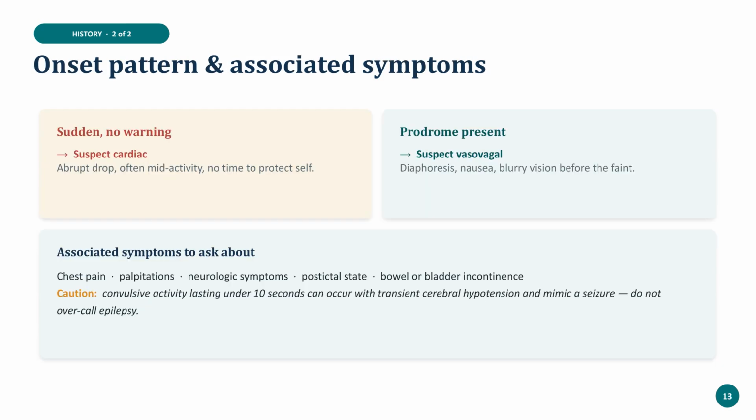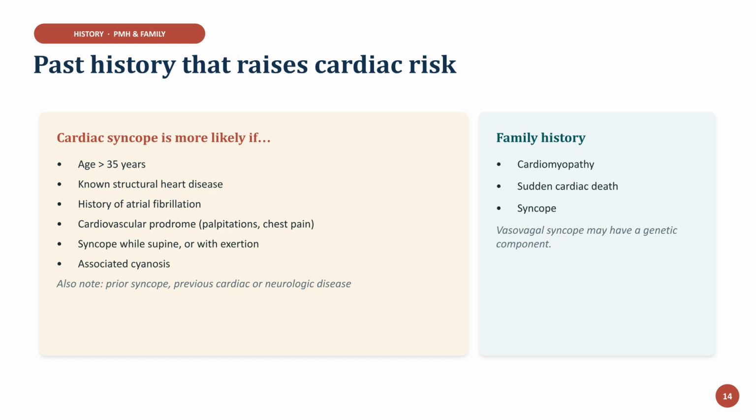Pay attention to the onset. A sudden event with no warning is a cardiac red flag, as the heart provides no time to react. Conversely, a prodrome of nausea or lightheadedness often indicates a vasovagal process. Always ask about associated symptoms like chest pain, palpitations, or postictal states, but be careful not to mistake brief, benign convulsive activity for epilepsy.